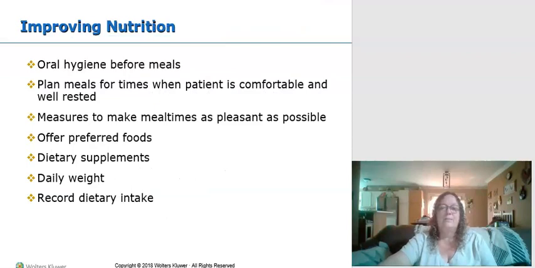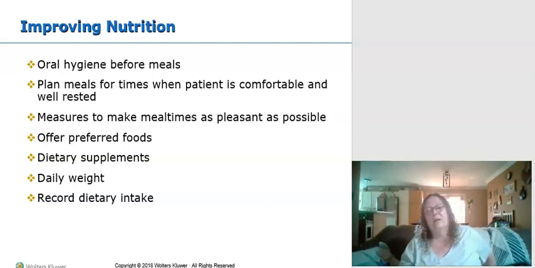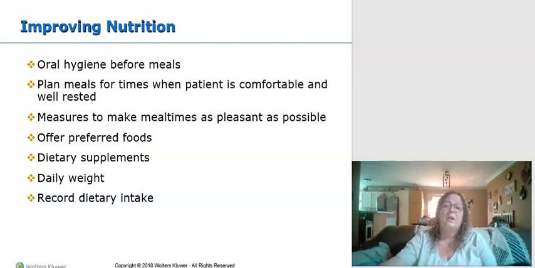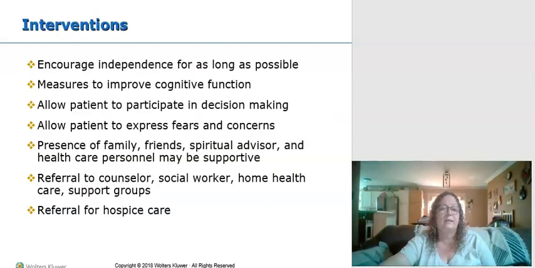So some interventions for improving nutrition: oral hygiene before meals, plan meals for times when the patient is comfortable and well rested. We can make meal times as pleasant as possible, offer foods they like, and it sounds ridiculous, but their preferred foods. Dietary supplements as needed, daily weights, and record dietary intake.